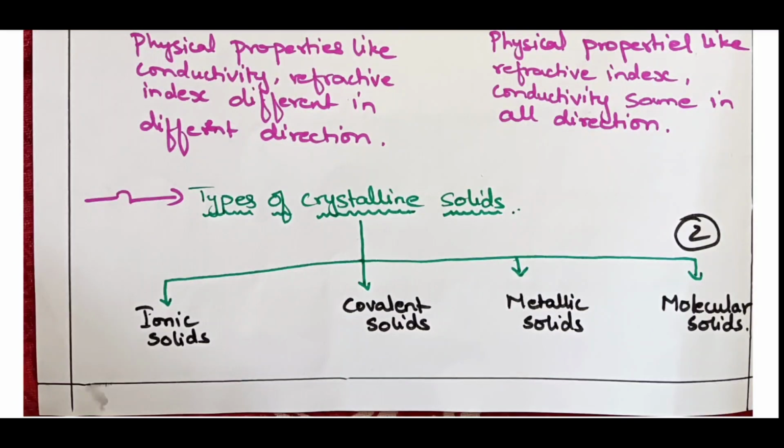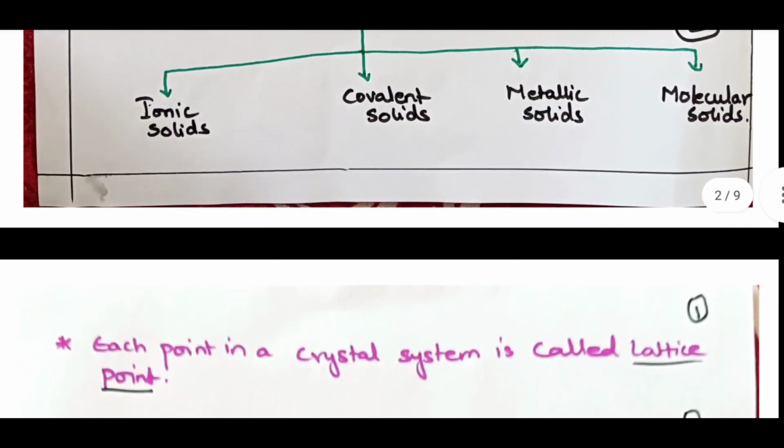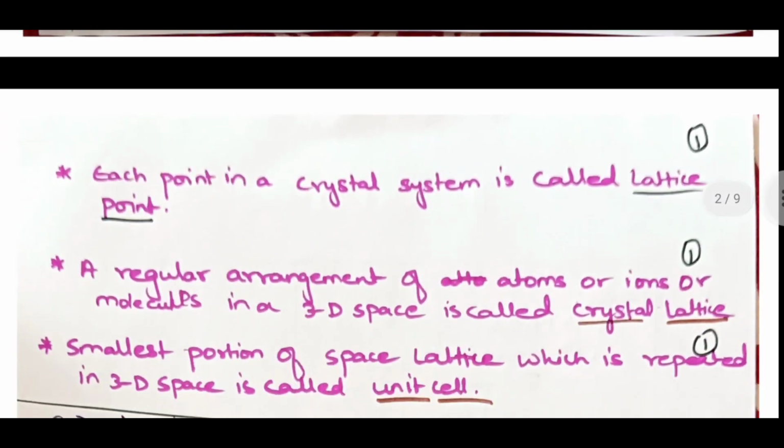Now we have types of crystalline solids: ionic, covalent, metallic and molecular solids. I have written some definitions. These are from your MCQ point of view. Like you have the definition of lattice point. What is a lattice point? Each point in a crystal system is called a lattice point.